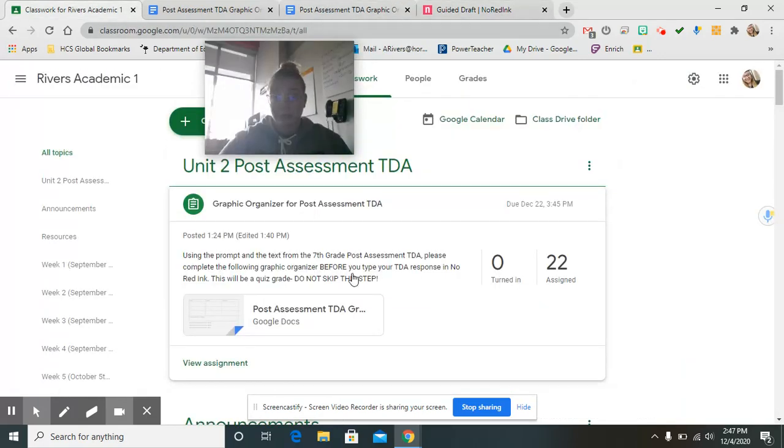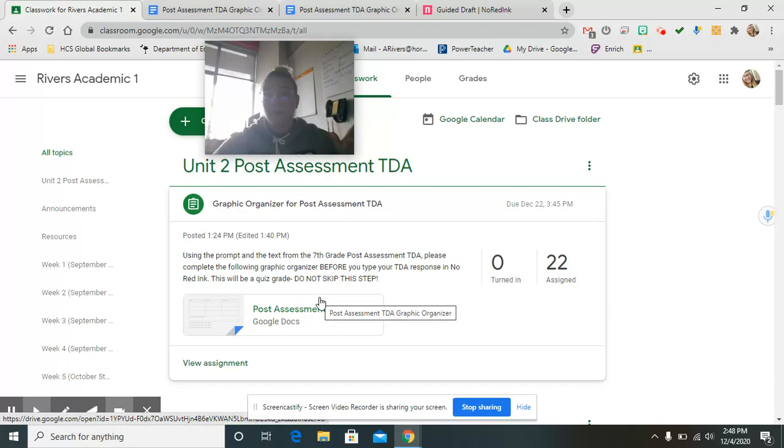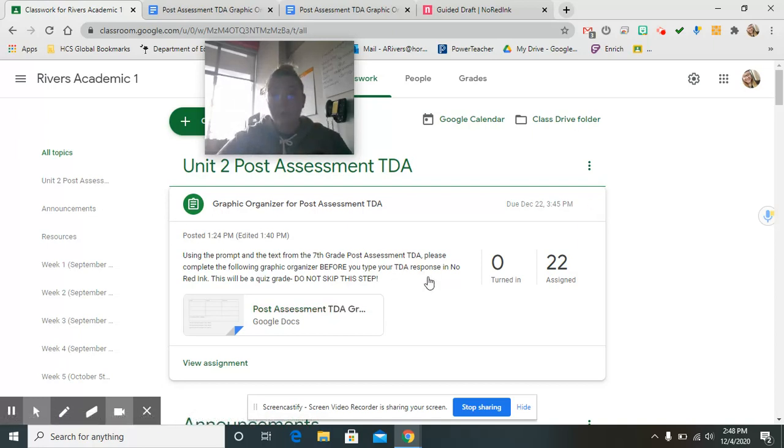Once you are finished with the graphic organizer, I will provide you with feedback if you'd like. All you have to do is ask me. I'm happy to provide you with feedback. Just say, hey, Ms. Rivers, I submitted my graphic organizer today. Will you look at it and tell me if I'm ready to write my rough draft? Absolutely. I'm happy to do that for you. Submit it in Google Classroom before you start the rough draft in No Red Ink.